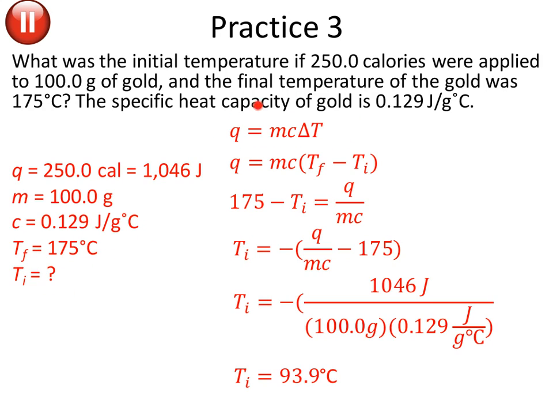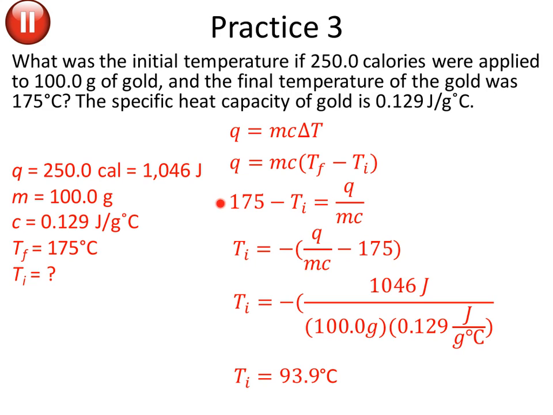So once again, we start off with Q is equal to mcΔT. But what we're going to do is expand this ΔT into T final minus T initial. Now you can see that this operation is being multiplied by mc, and we want to get this isolated as best as we can. So we divide both sides by mc, and we get T final minus T initial is equal to Q over mc.